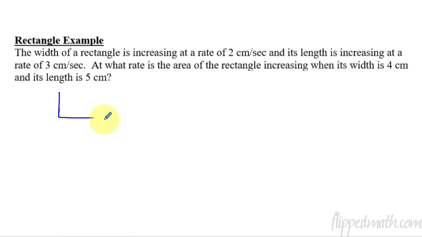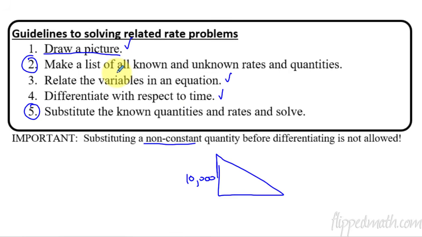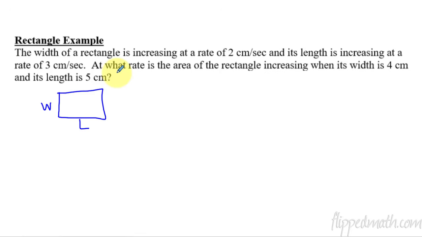Let's draw a picture. Rectangle, I have my width, I have my length. And then we're going to start making, what does it say here? Make a list of all known and unknown rates and quantities. Let's start making a list. The width of the rectangle is increasing at a rate. So that's a derivative. It's a rate of change.